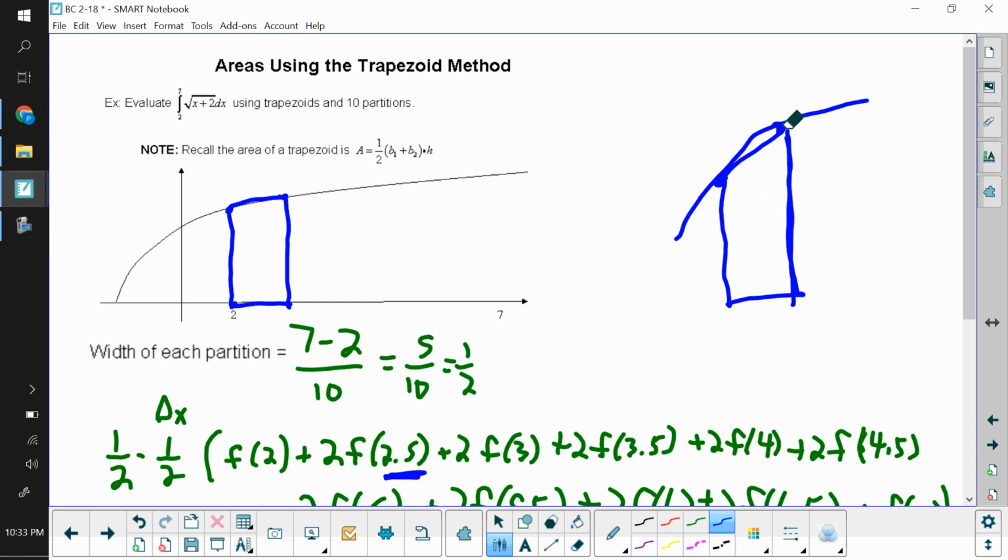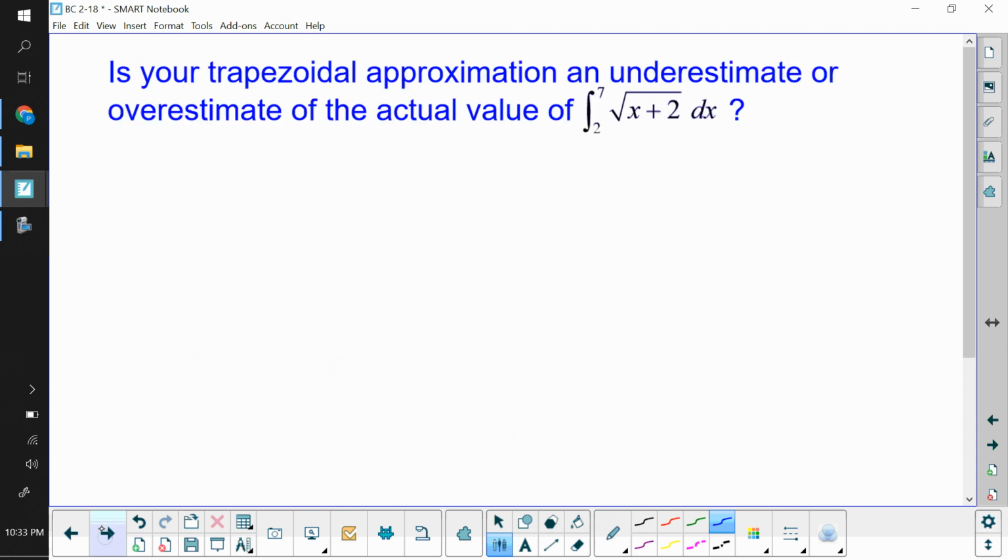But if you've got a trapezoid rule and our concavity, we're concave down, notice that slant should be underneath the graph. So because it's underneath, this should be an underestimate. So we've got an underestimate since it is concave down.